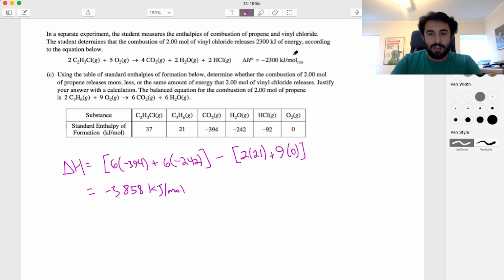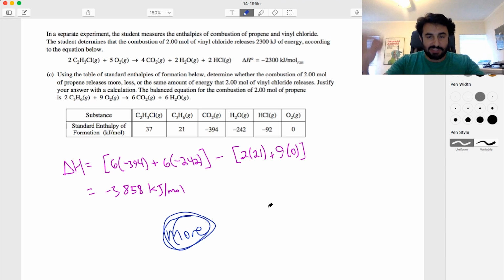Now let's compare that to the first one, negative 2300. So very clearly, this other one releases more. Negative 3858. That's more. That's releasing more energy per mole than the other one. So that was an interesting problem. We started out with some polymers, and then we looked at the subunits, and we talked about boiling point and combustion and enthalpy of combustion.